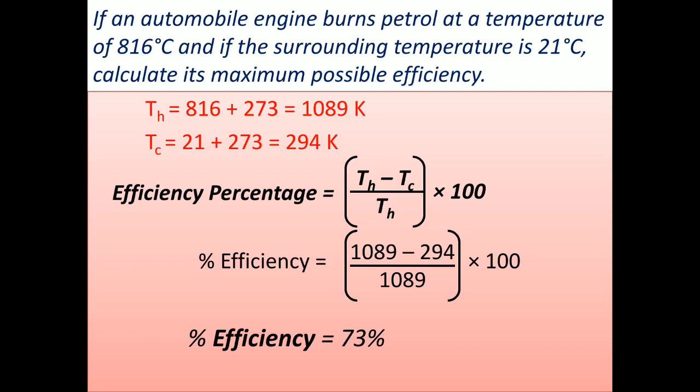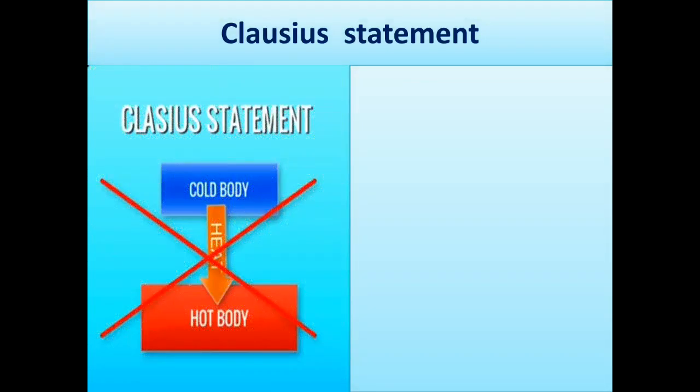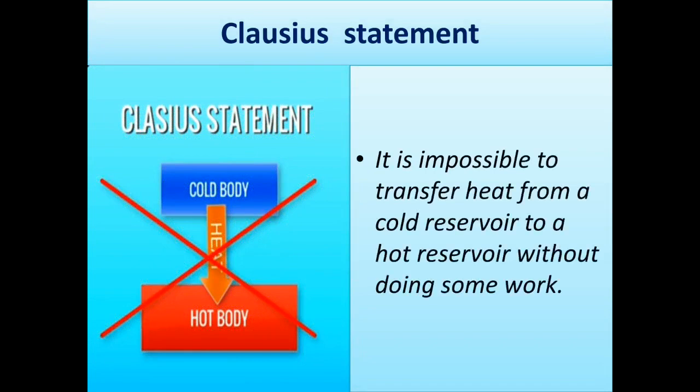So the Kelvin-Planck statement suggests that no heat engine can convert the whole of the heat energy supplied to it into useful work. Now the next statement, what is Clausius statement? It is impossible to transfer heat from a cold reservoir to a hot reservoir without doing some work. Very important thing is, without doing some work. It means that by itself heat cannot flow from a body at lower temperature to a body at higher temperature. So this is the Clausius statement.